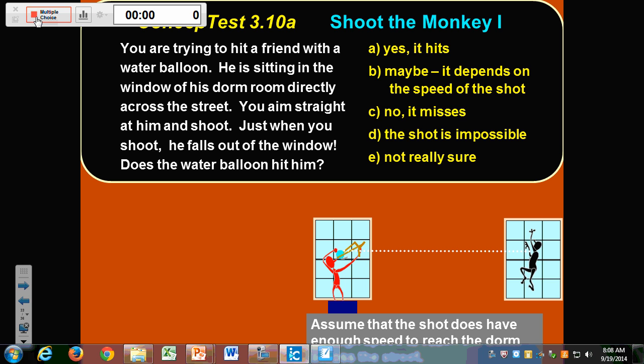All right, let's try this. You're trying to hit a friend with a water balloon. He's sitting in the window of his dorm room directly across the street. You aim straight at him and shoot. Just when you shoot, he falls out the window. Does the water balloon hit him?